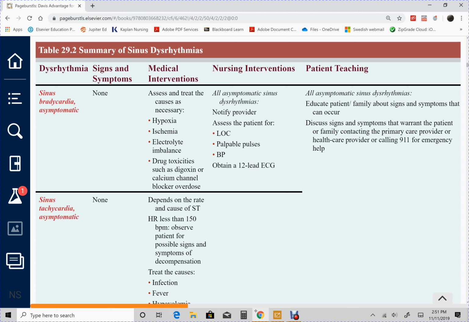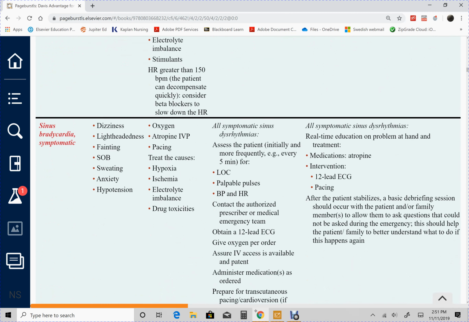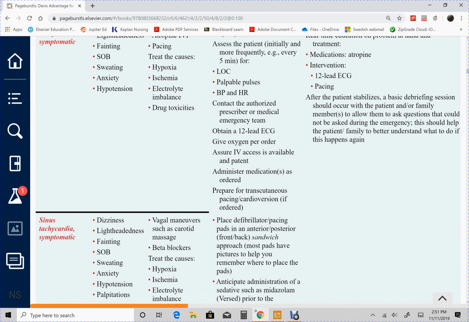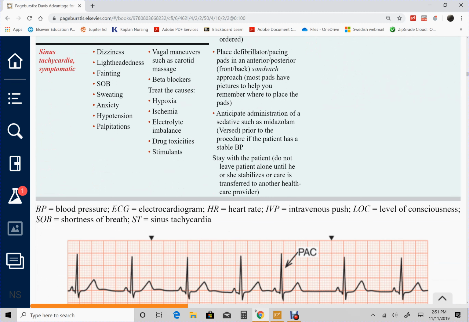If there are no symptoms, then these are your nursing actions here. Here's the client teaching. For symptomatic, you have symptomatic bradycardia. Here is now your atropine and pacing if necessary. And for sinus tach, vagal maneuvers; carotid massage is only done by a physician. Don't go around massaging your patient's carotids. We're not doctors. Or the doctor may just order beta blockers, and as already mentioned, treating the causes will eliminate the dysrhythmia also.